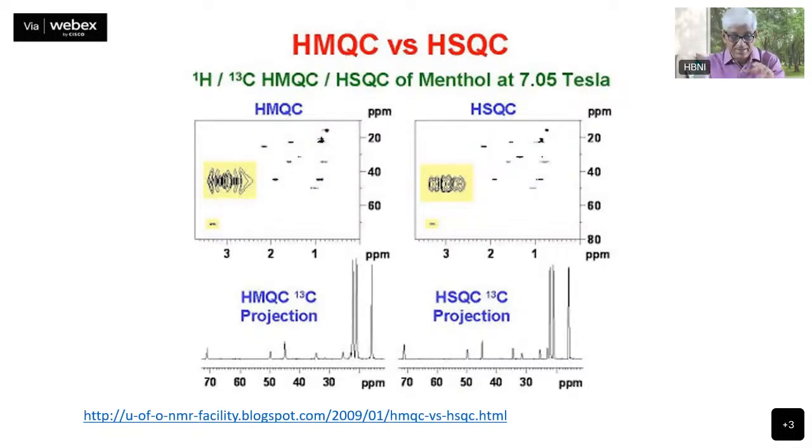Okay, so here's an experimental example. Here you can already see the differences. This is the same system, menthol, at 7.05 Tesla. This is the HMQC spectrum, and this is the HSQC spectrum. You can see this spectrum is not as clean as this one. This is because of the proton-proton coupling complications. There will be mixed phases here, and that can result in distortion of the peak shapes.